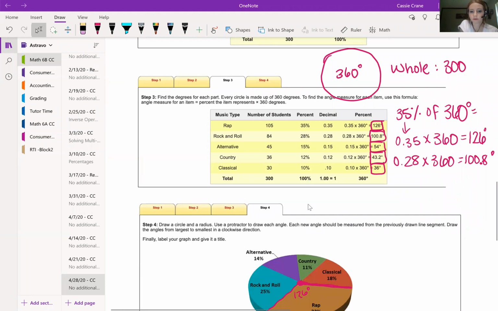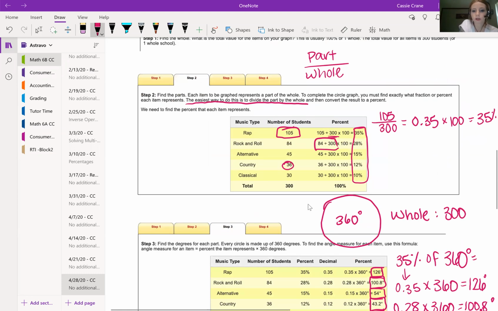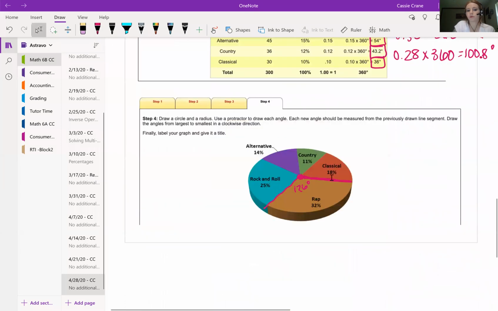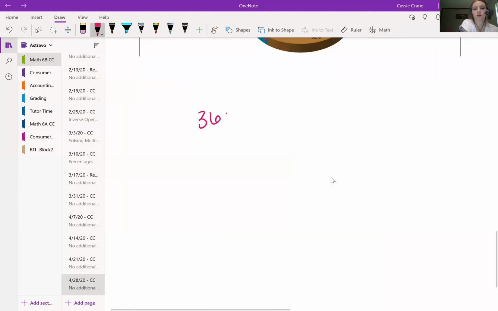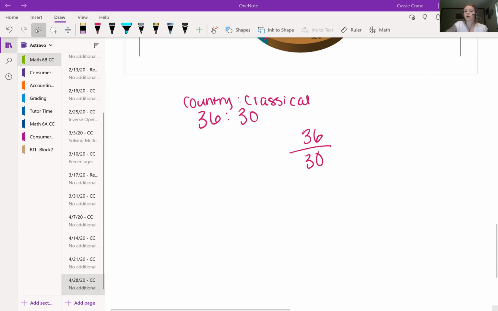Country, here we go. Country was 36 students and classical was 30 students. So if we want to make a ratio, then we would say 36 to 30, country to classical. And then we would reduce that. We would set it up as a fraction, 36 over 30. You always put the first number first, the one that corresponds to the first data that you're looking at.